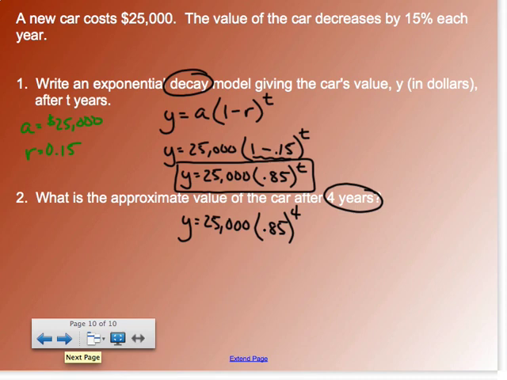So pick up your calculators to punch it in. 25,000 times 0.85, all raised to the 4th power. When I do that, only 4 years later, my car is only worth $13,050 and really 16 cents.